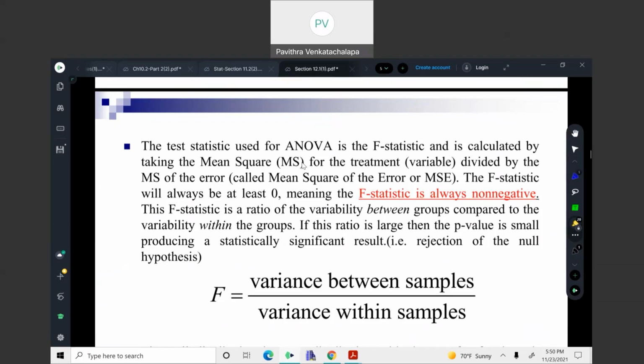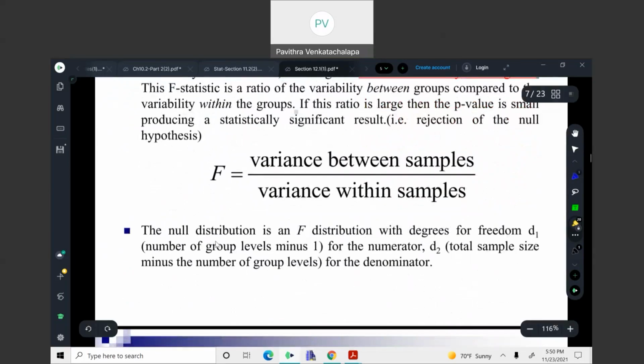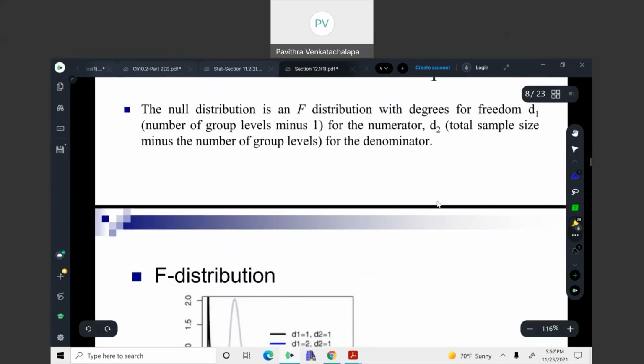Now the F statistic is nothing but a ratio of the variability, that is, the variance between the groups compared to the variance within the groups. Let's come down. We have to use degrees of freedom D1 and D2 for the denominator. D1 is the number of columns minus 1, and D2 is the number of rows minus the number of columns. You don't have to worry about that because all this information will be provided by your calculator.